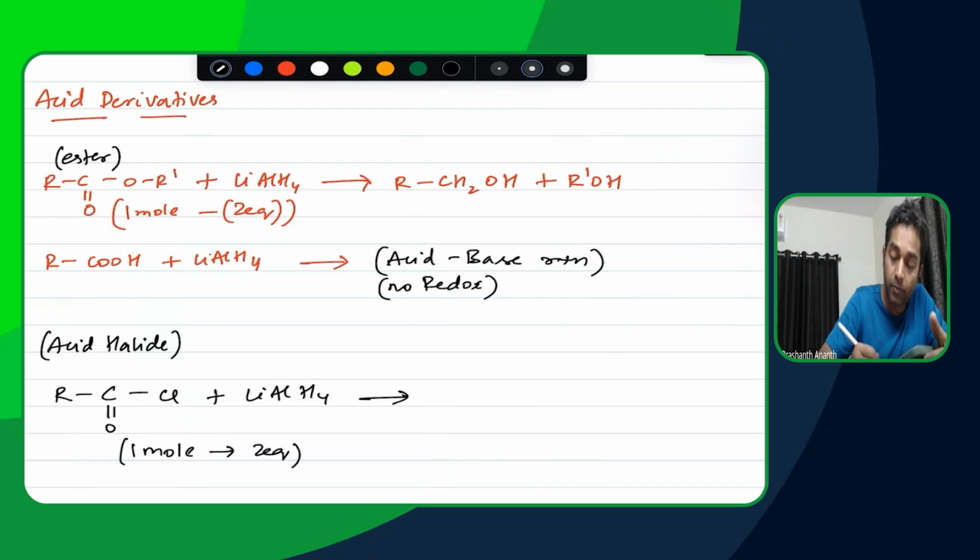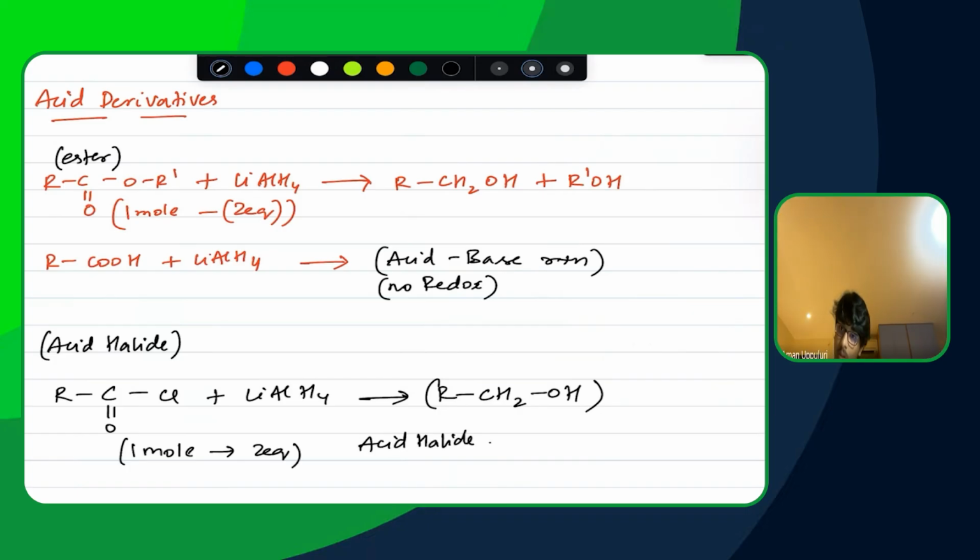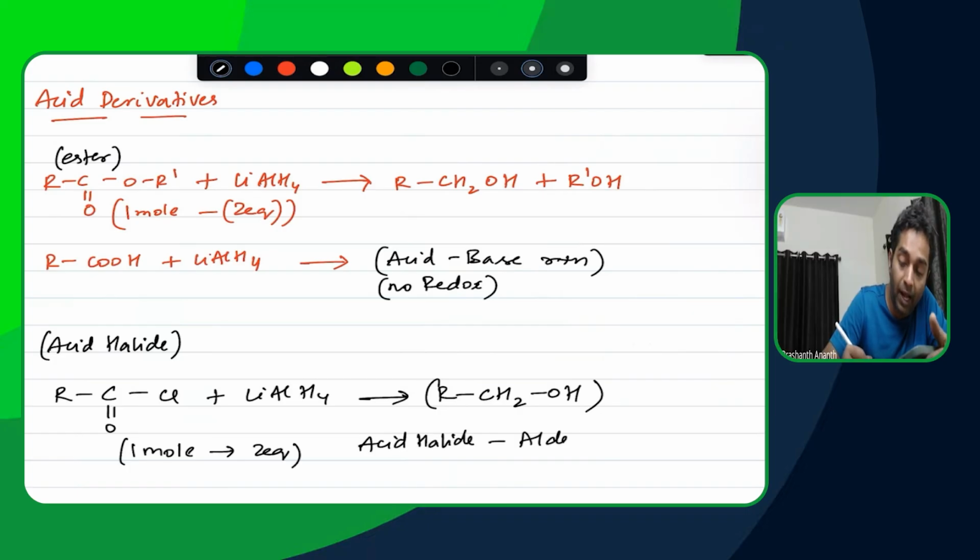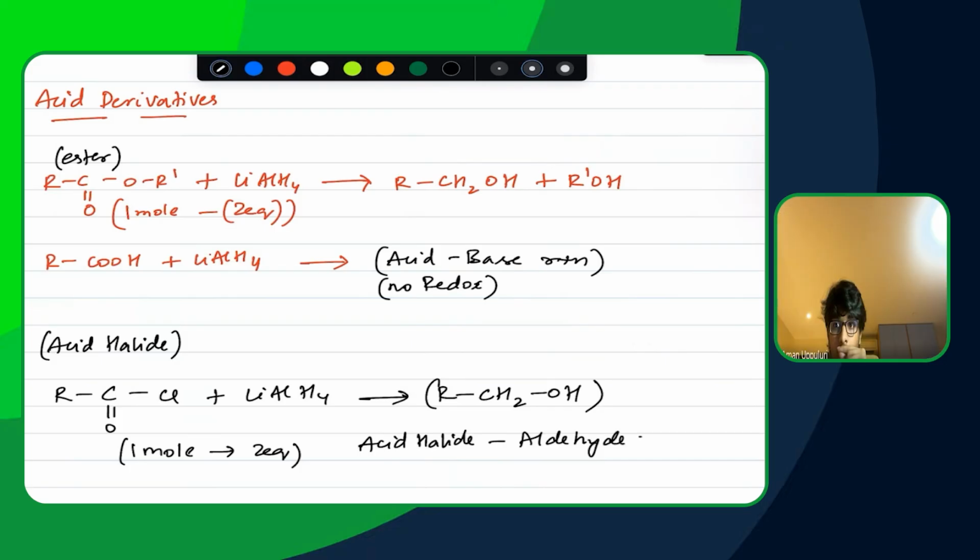to finally give you alcohol, RCH2OH. This is going to be the product obtained over here. So in this case also, it is going to be first acid halide, then you get aldehyde, then you get alcohol. Fair? Yes.